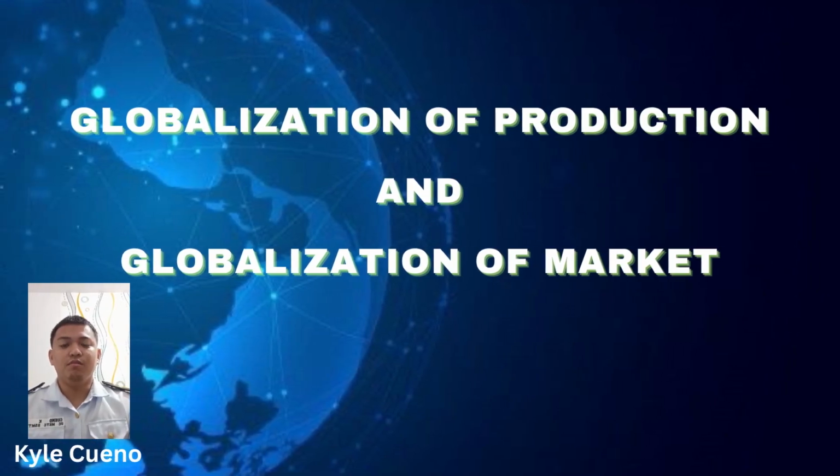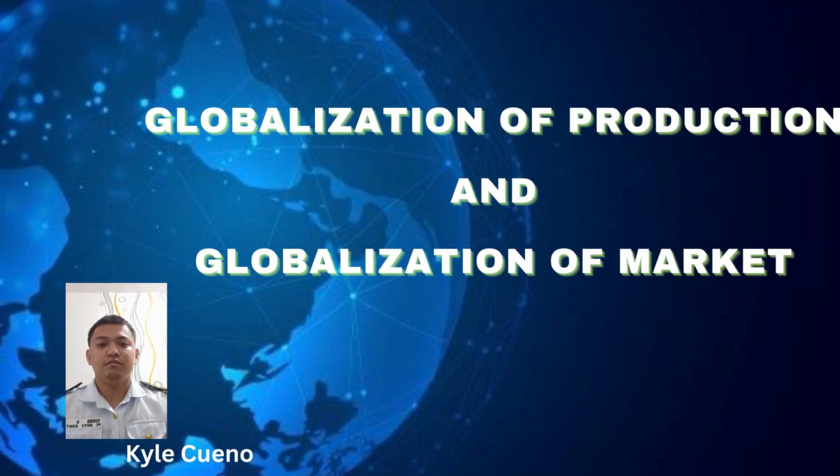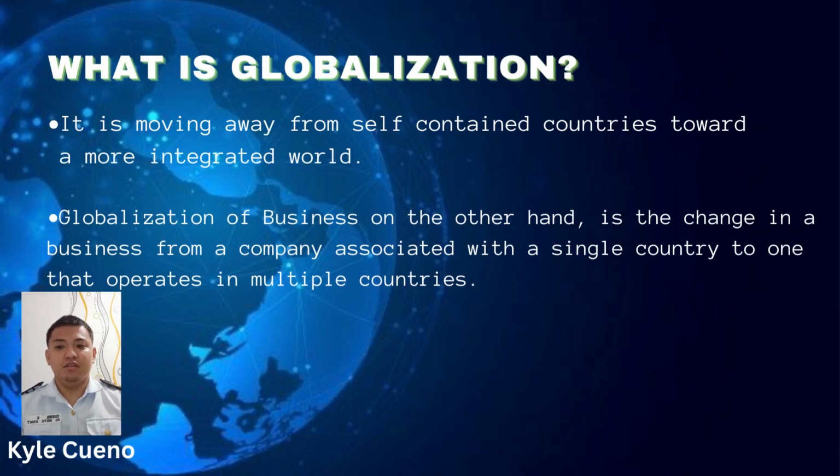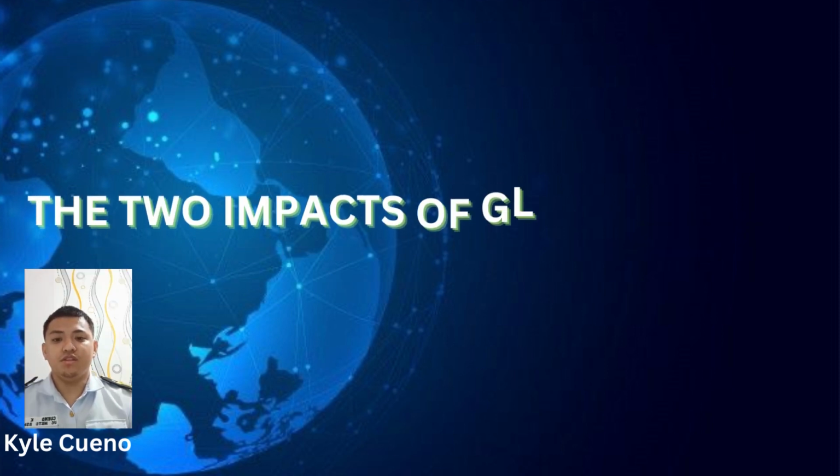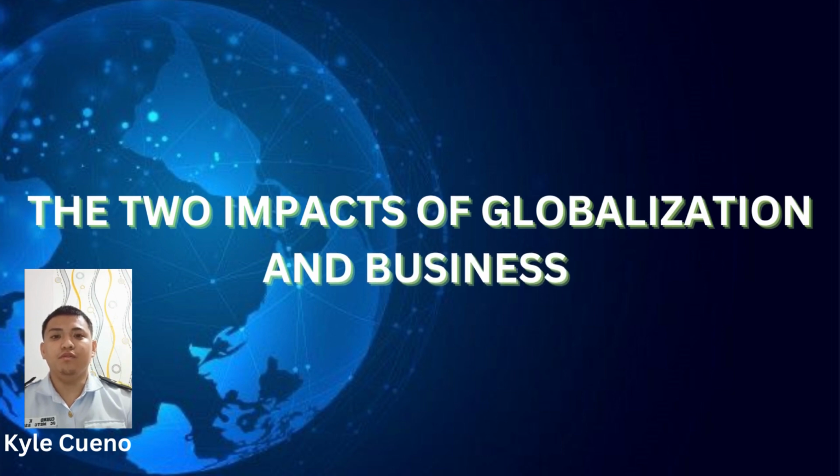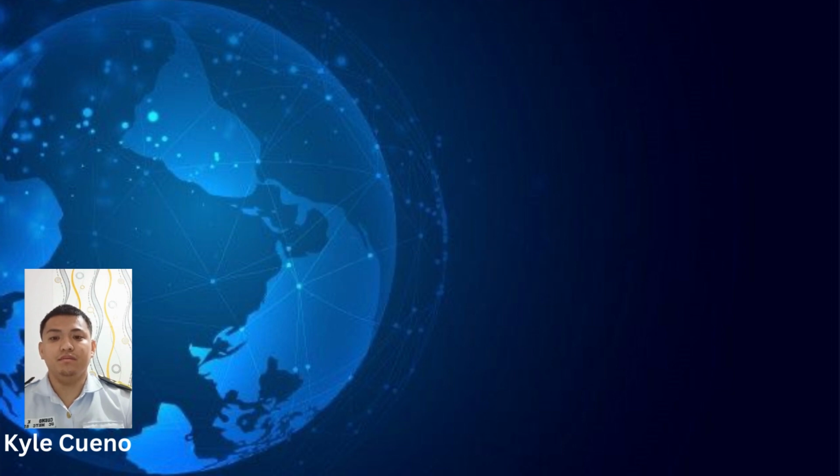Globalization of production and globalization of market. But first, what is globalization? When we say globalization, it's moving away from self-contained countries toward a more integrated world. Globalization of business, on the other hand, is the change in a business from a company associated with a single country to one that operates in multiple countries. There are two impacts of globalization of business, which are production and the market.